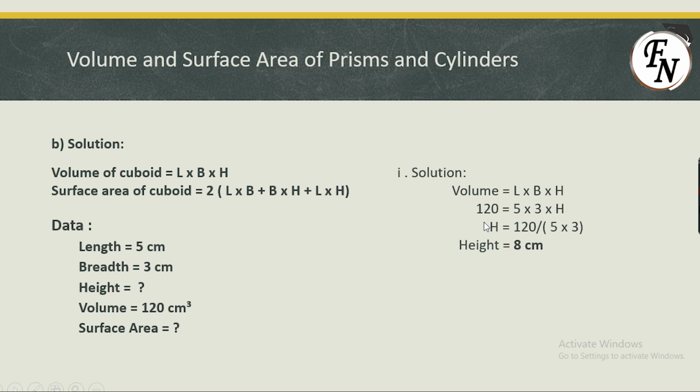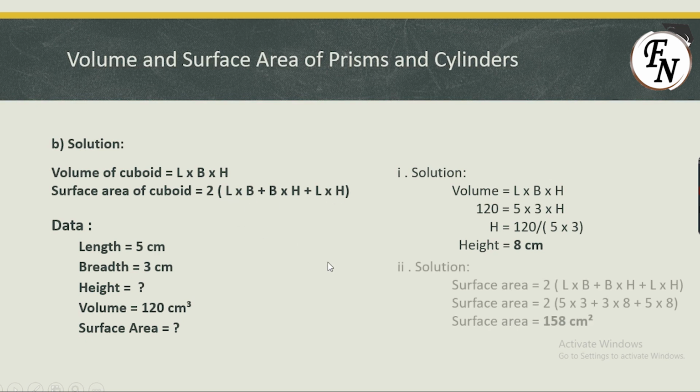It is 15, so 120 divided by 15 is 8. All the measurements are in centimeters, volume is in centimeter cube, so height would be in centimeters as well, that is 8 centimeters. Now you have the height, the breadth and the length. So you can substitute length, breadth and height, everything in the formula to find the surface area.